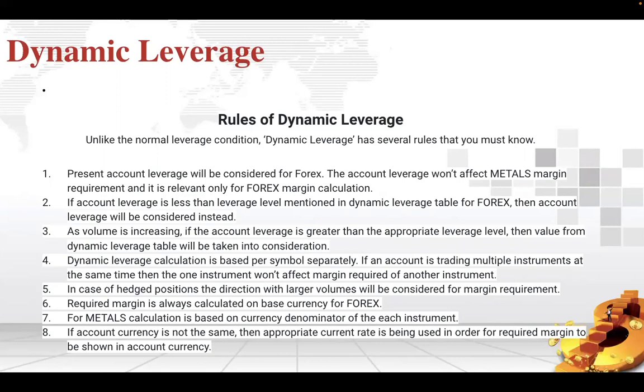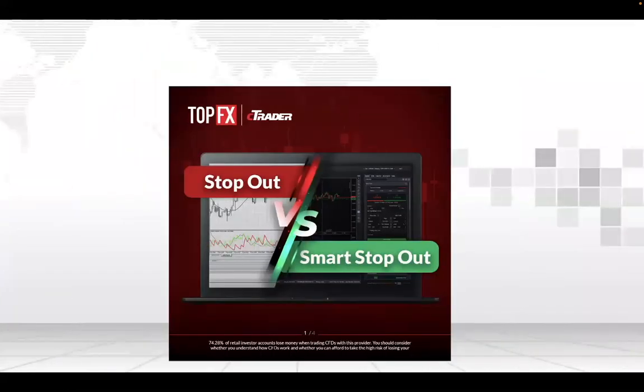For example, if the account currency is euro and you are trading euro dollar, then of course you need to recalculate the current euro dollar rate first before you make the calculations. However, most of these calculations are made automatically. So that's the dynamic leverage. I hope it's now much easier to understand and much easier to see on your cTrader platform.